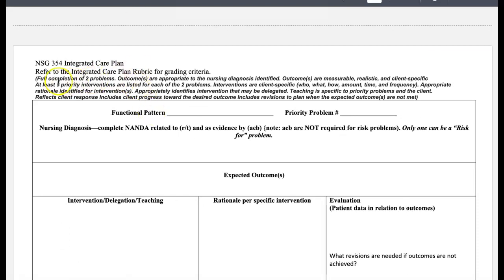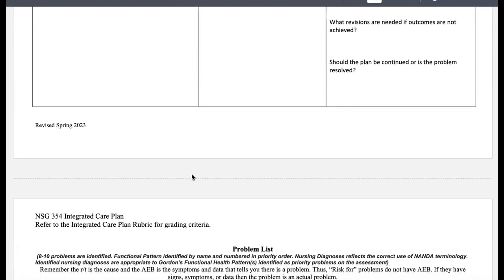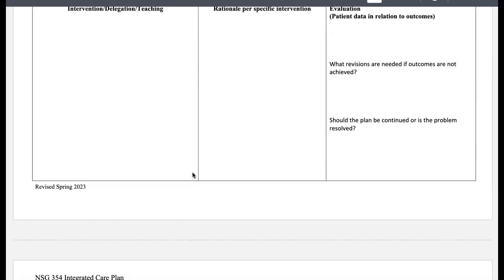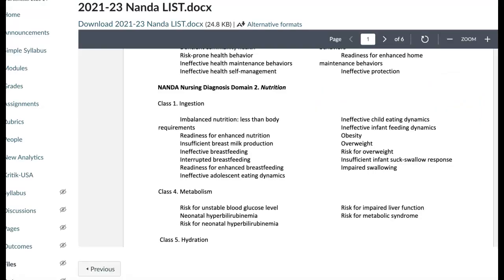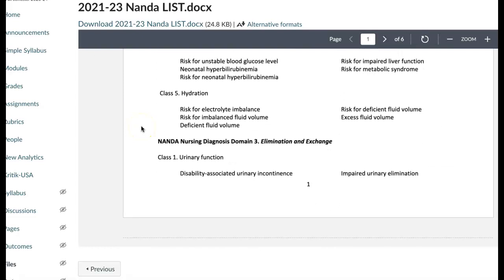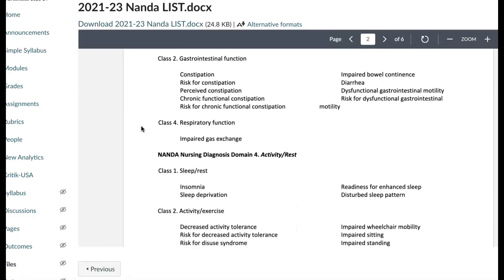You have to do 2 full complete problems. Only one of them, as you notice right here, can be a risk factor. I know a lot of students really like to do that risk for skin integrity problems or risk for electrolyte imbalance. Now, if you can pick an actual problem, that is going to be better.